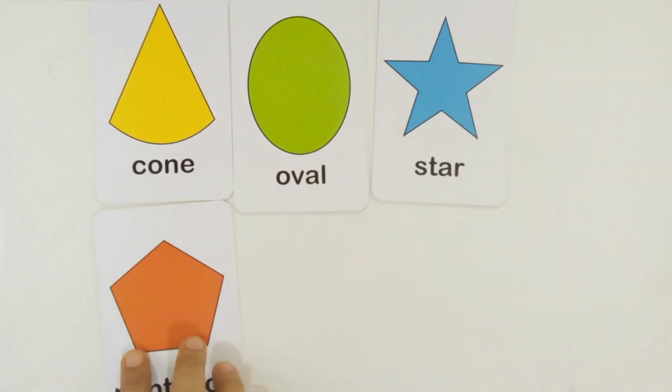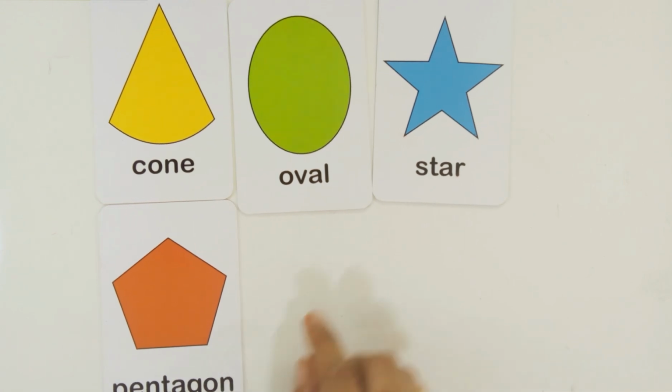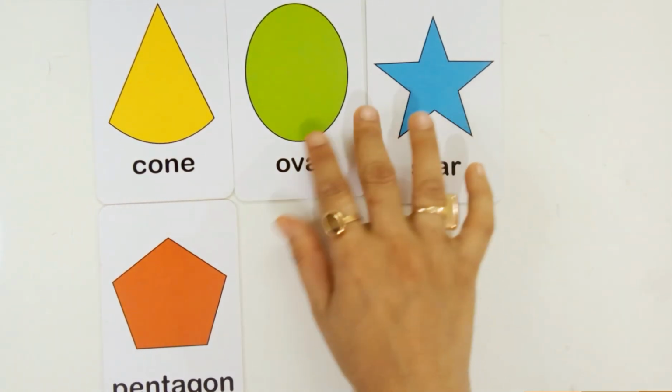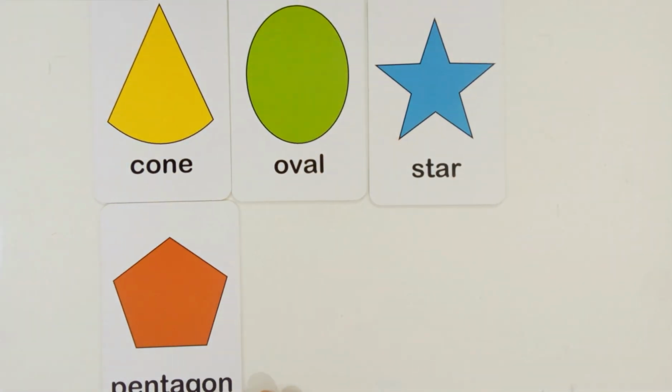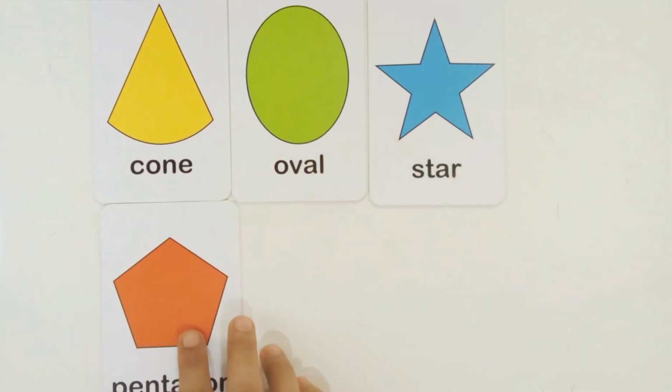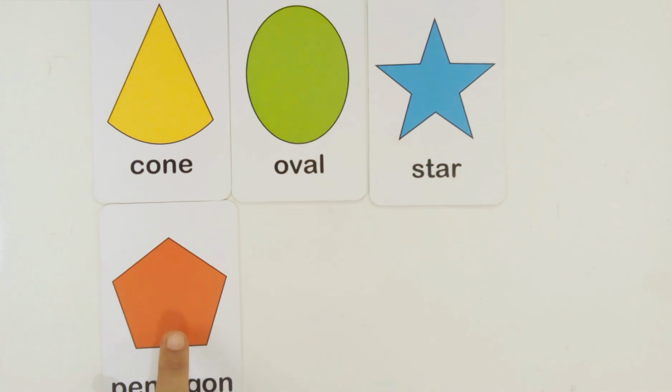P for pentagon. P-E-N-T-A-G-O-N, pentagon. This is pentagon. This is pentagon shape. And the color is orange color.